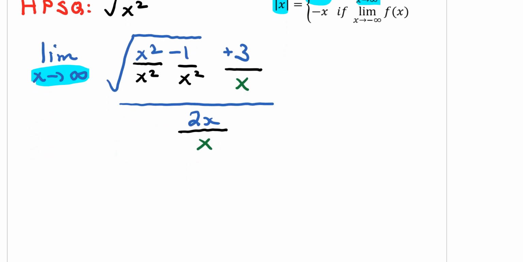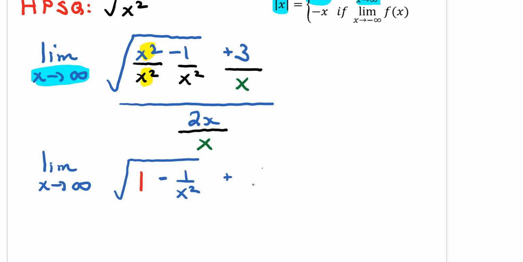Let's go ahead and write our next line. This is the limit as x goes to infinity. Now I have the square root sign, and x squared divided by x squared is simply going to be 1. And now I have minus 1 over x squared plus 3 over x.